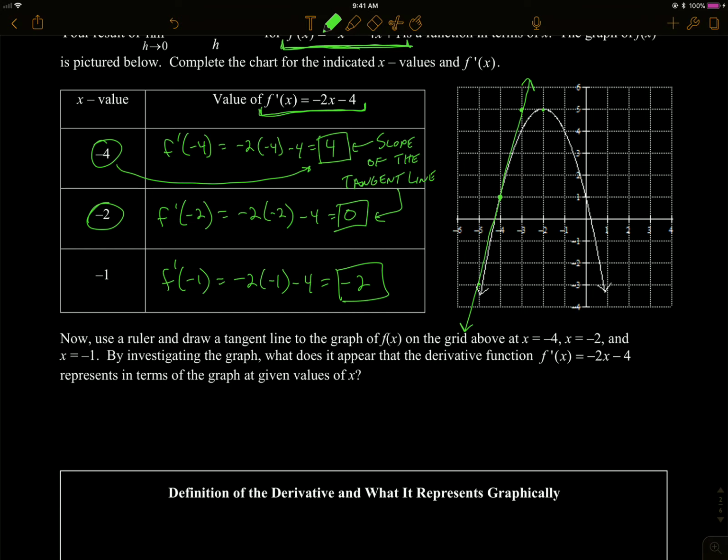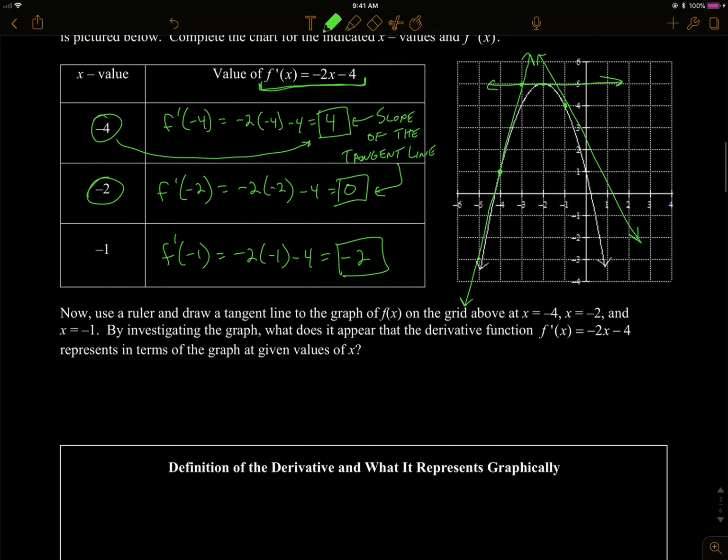At -2, if I draw the tangent line, you can see that it has a slope of 0. And at -1, which is right there, it's going to have a slope of -2. Whoops, it didn't quite touch, but there it is. Okay, so we did the ruler part.